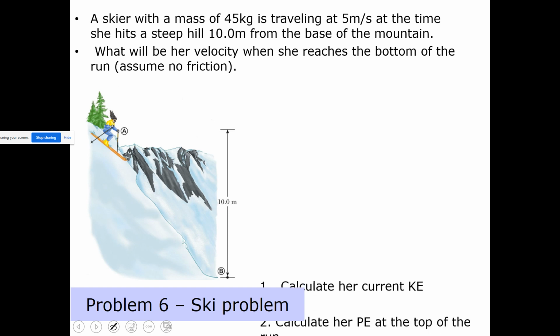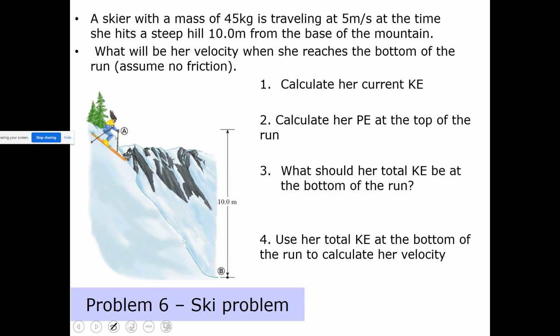So the first step in a problem like this would be to calculate her current kinetic energy. Use the kinetic energy formula. Look it up on your formula sheet. It should be 1/2 mass times velocity squared. Next, calculate her potential energy. Look it up on your formula sheet. You should find potential energy is equal to mgh. And you have her h and you have her m right here. That's the mass, that's the height. For her kinetic energy, here was the velocity that you would use.